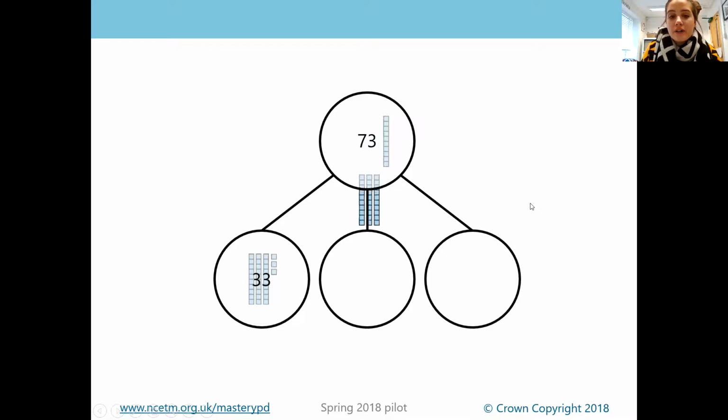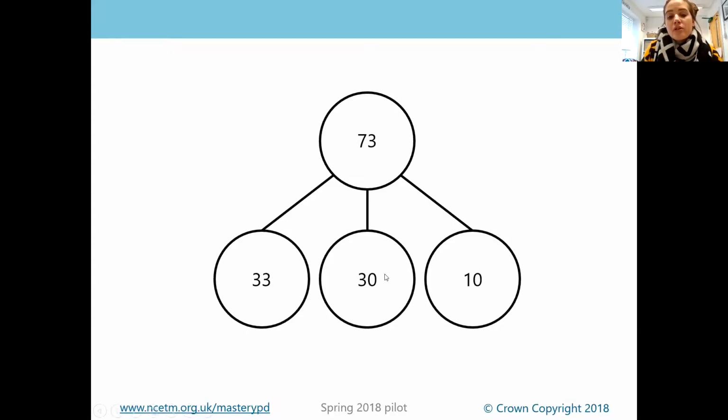Well done. So we could have 30 and 10. So 33, add 30, add 10 is equal to 73. And that was it. But you could also explore by changing around these numbers even more. So if you would like to, pause the video now and have a look at other ways that you can make 73 using multiples of 10, because it's not just this way, there's lots of different ways that we could do it.